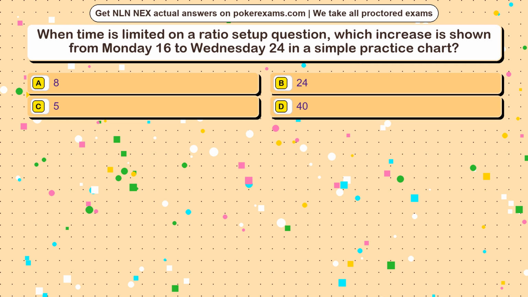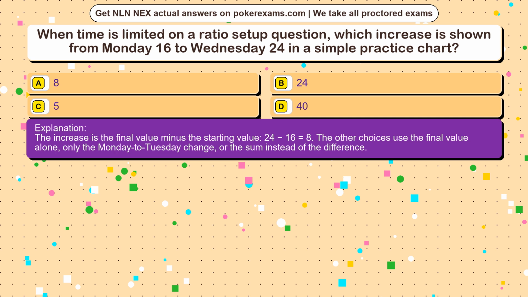The correct answer is option A. The increase is the final value minus the starting value, 24 minus 16 equals 8. The other choices use the final value alone, only the Monday to Tuesday change, or the sum instead of the difference.